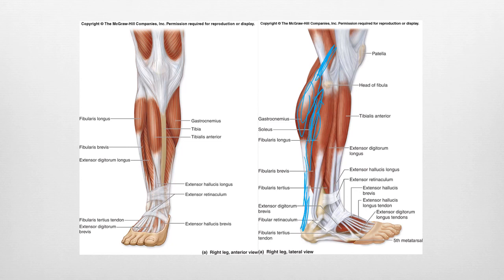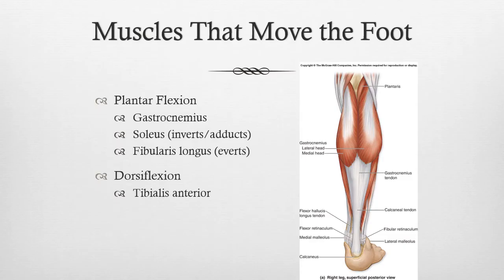On the anterior side of the lower leg, we have tibialis anterior, an important muscle for keeping the toes up, and so doing our dorsiflexion. Doing plantar flexion, putting our toes down, we again have gastrocnemius and soleus as our two main muscles. And then fibularis longus is a helper in that, another synergist.